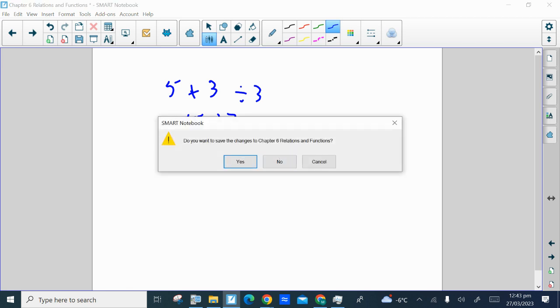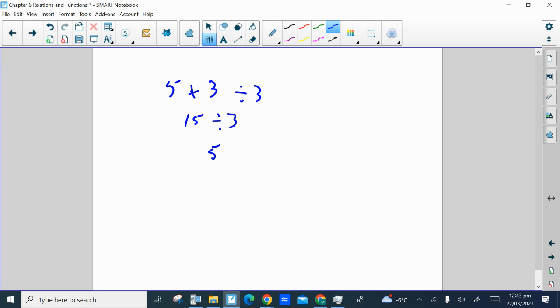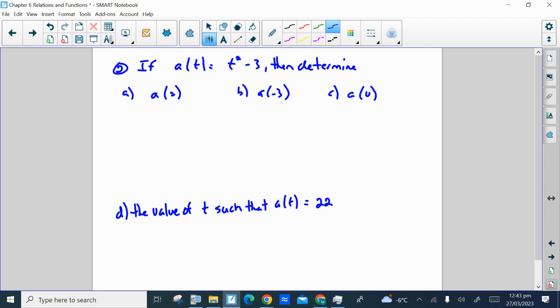So that's, whoops, I don't want to do that. Let's cancel that. I just want to get rid of this page. There we go.